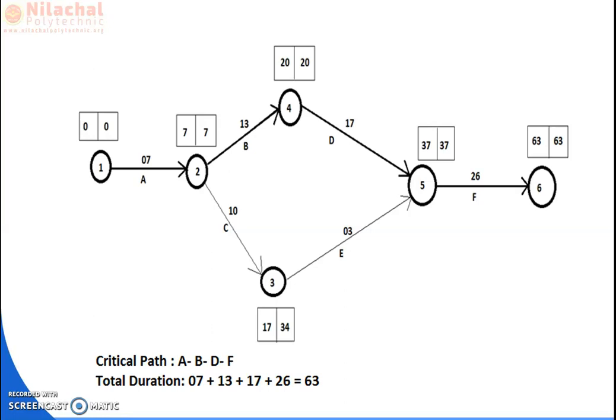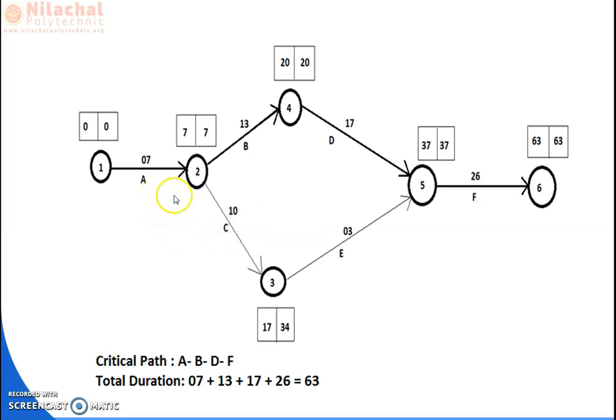We are continuing with the video lecture class on network analysis. To understand the different terms in network analysis, we have a network diagram. The network diagram gives us the relationship between each activity.